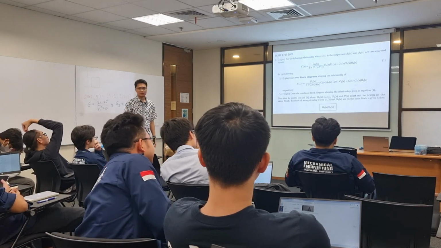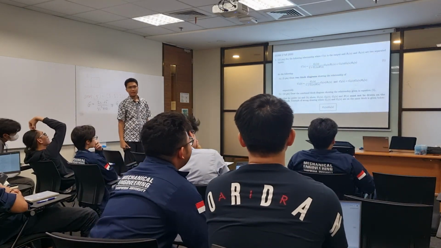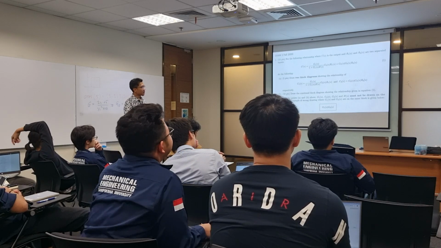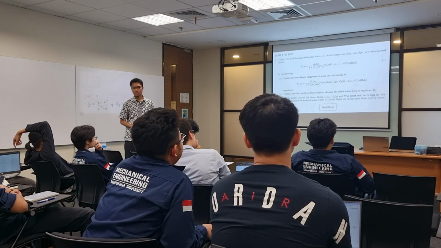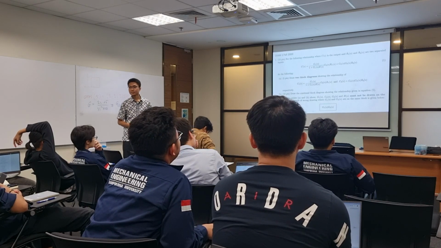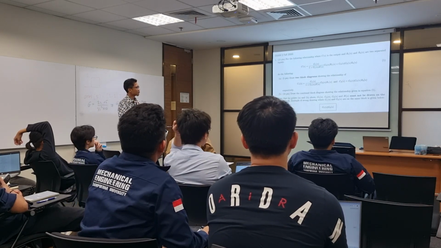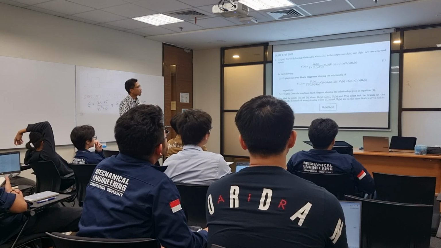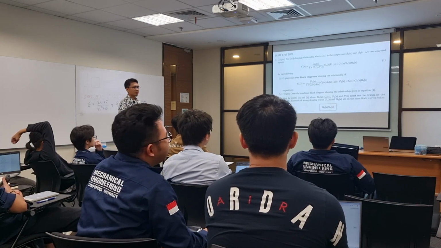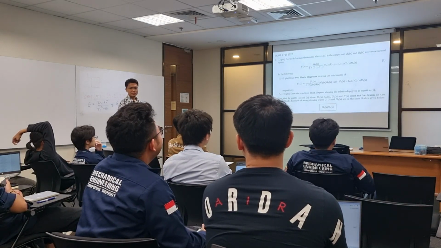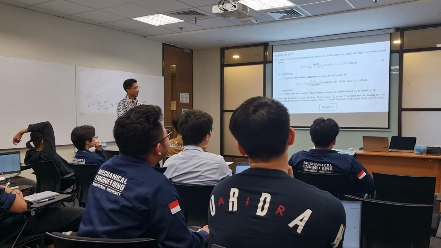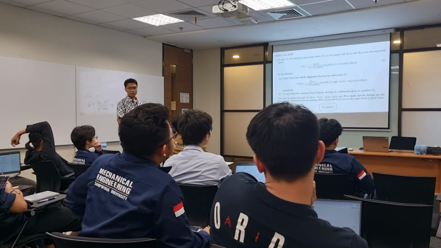How to do this? Combination. You are given the transfer function, then you have to draw the block diagram. You add your branch. There are two inputs.